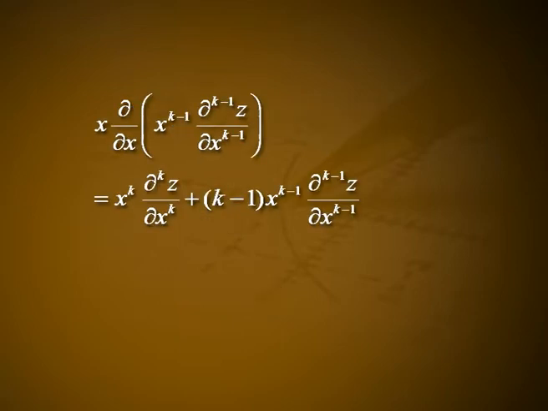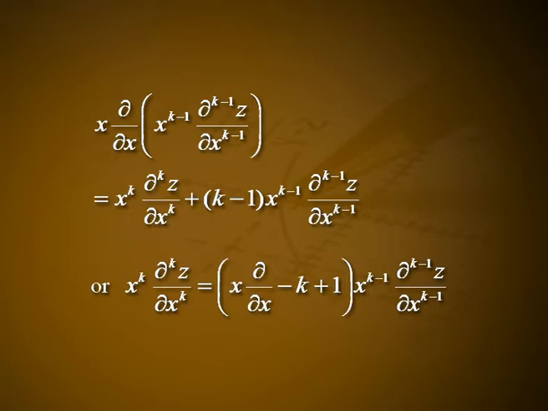Now, x ∂/∂x of (x^(k-1) ∂^(k-1)z/∂x^(k-1)) is equal to x^k ∂^k z/∂x^k plus (k-1) x^(k-1) ∂^(k-1)z/∂x^(k-1), or x^k ∂^k z/∂x^k is equal to (x ∂/∂x minus (k-1)) of x^(k-1) ∂^(k-1)z/∂x^(k-1).